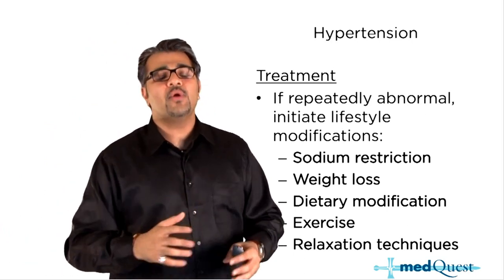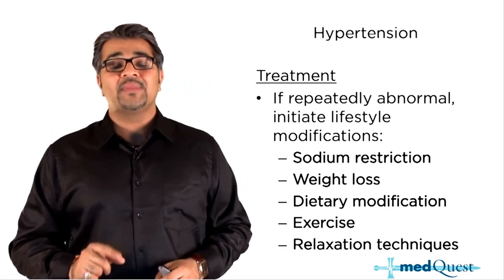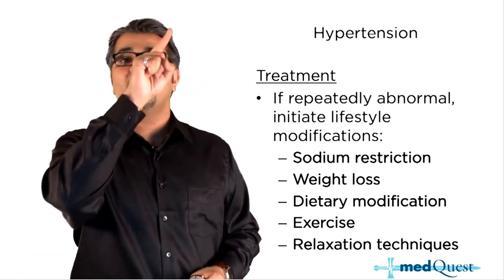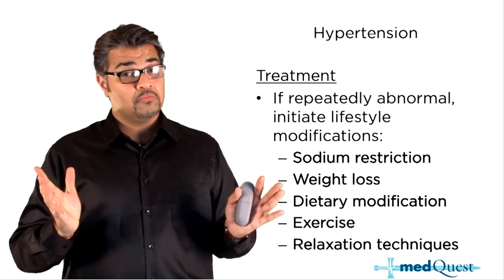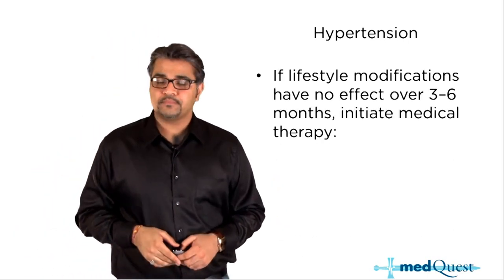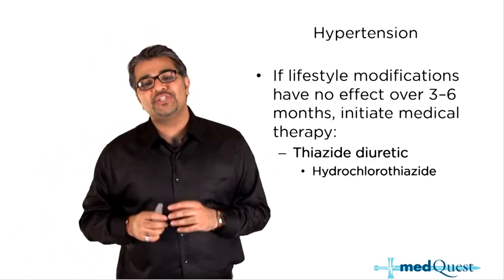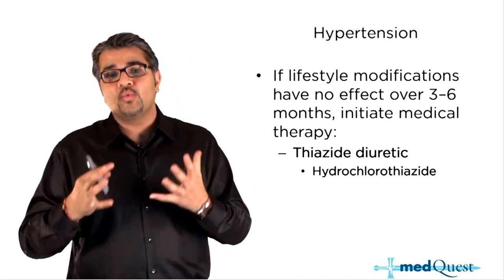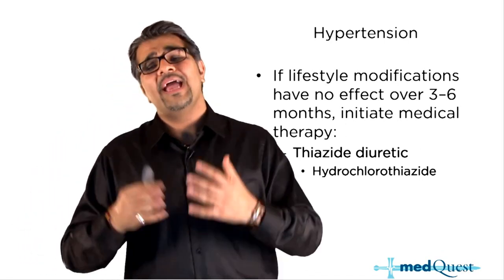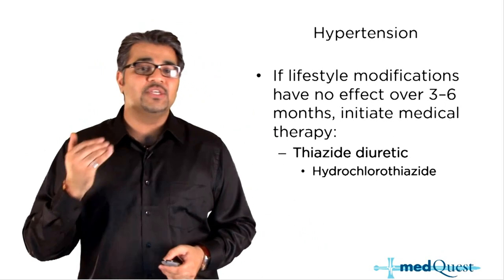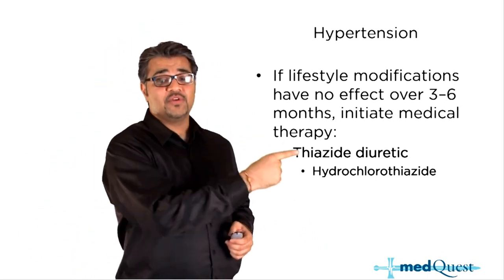And so what do they say? Oh, okay, sit down, do these breathing exercises. And believe it or not, she actually saw a decrease in the blood pressure. Relaxation, it does work. Now, here's the thing. If relaxation modification, if that doesn't work, or lifestyle modifications don't work over 3 to 6 months, then you have to initiate medical therapy. The first line drug is a thiazide diuretic.